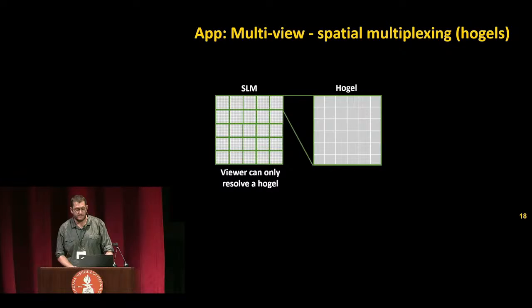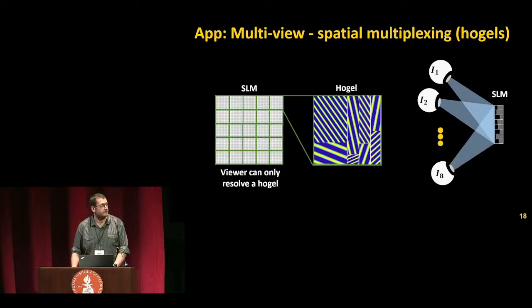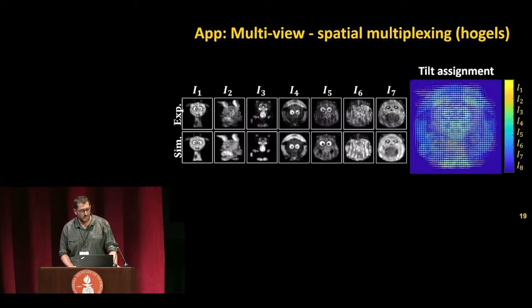After dividing the SLM into hoggles, each hoggle presents a different diffraction pattern, directing light to a different direction, resulting in multiple images. Here are some results captured by our system. The first row shows the captured images of our display, and the bottom row shows the simulated images we aim to display. On the right, you can see the pixel tilt assignment.